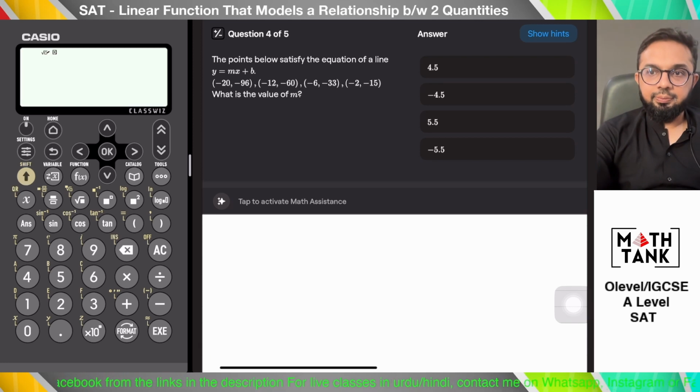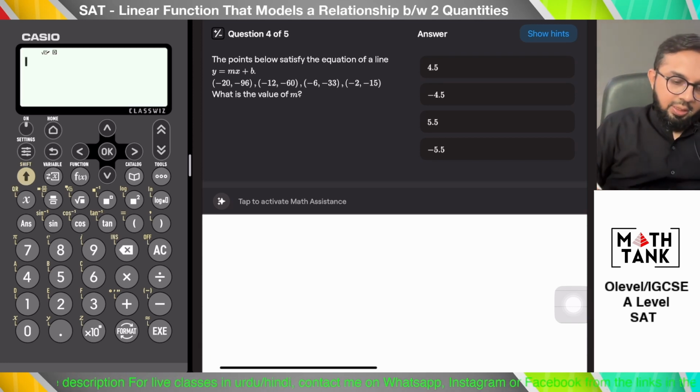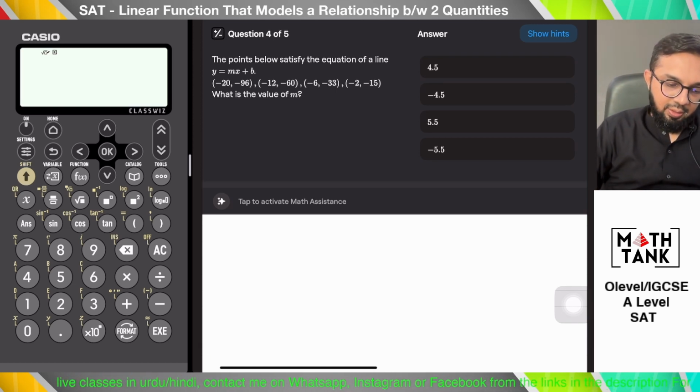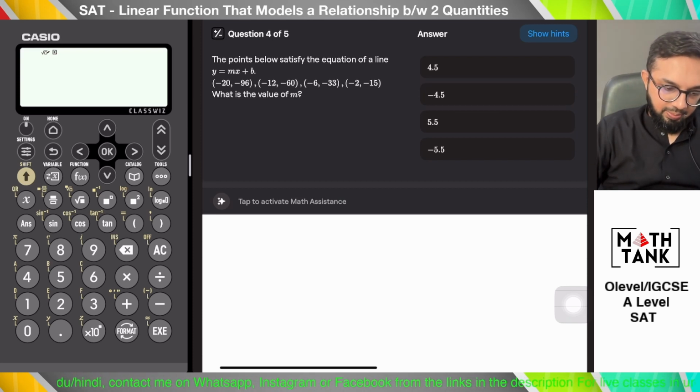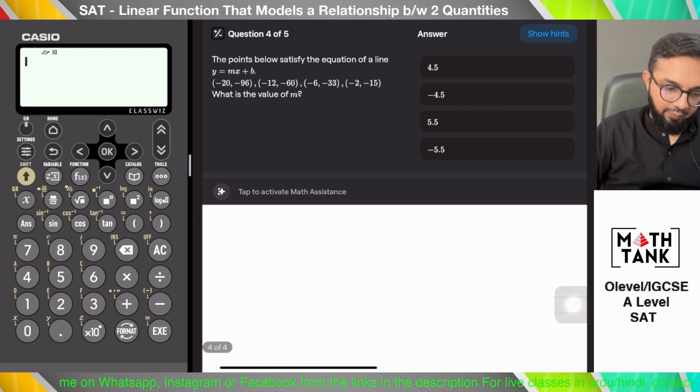Then the points satisfy the equation of the line y equals mx plus b. What is the value of m?